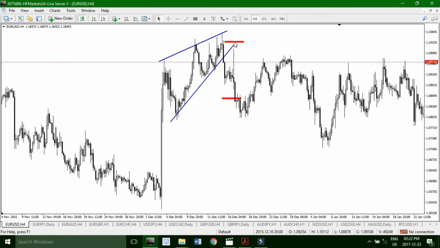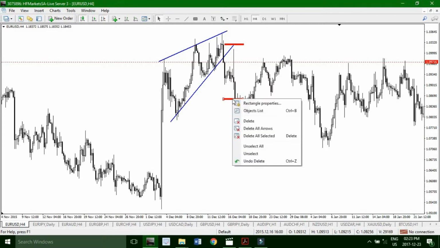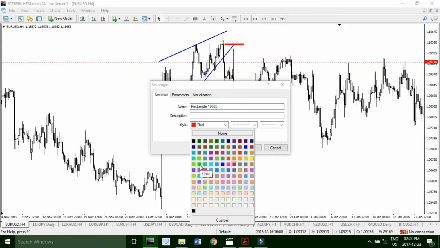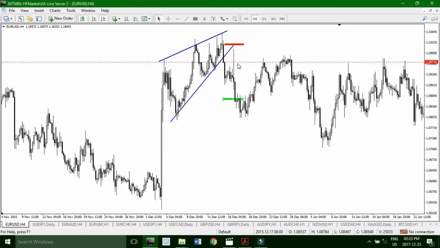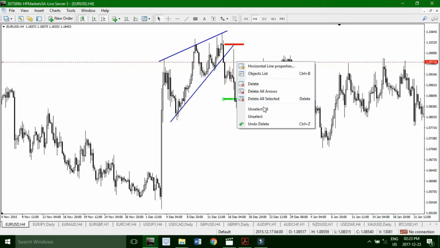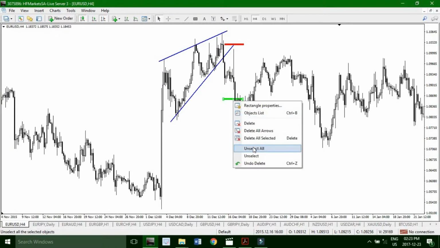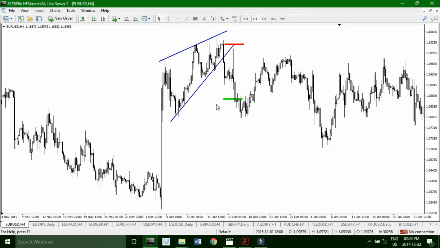Okay, and stop loss around here. And let's change that to lime to represent our target. So yeah guys, that's how you get to analyze and trade the rising wedge market.